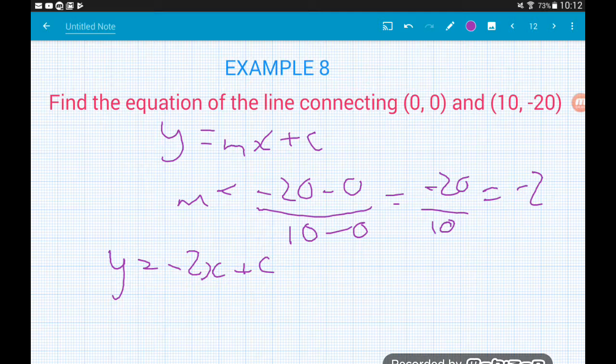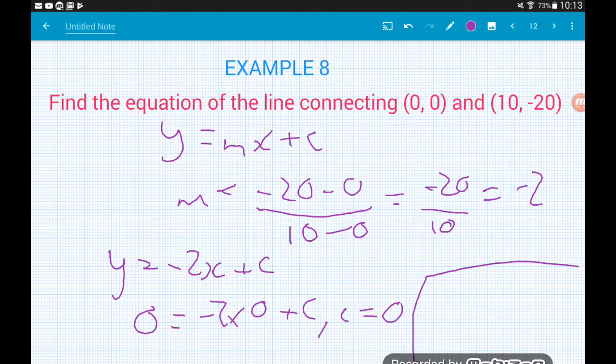Now we need to find the value of c. So we substitute in one of our sets of coordinates. Now here there is definitely a simpler one, the (0, 0). That's telling us when x is equal to 0, y is equal to 0. So we would get 0 equals minus 2 times 0 plus c, which would lead us to c equals 0. So the equation of our line here is just y equals minus 2x.